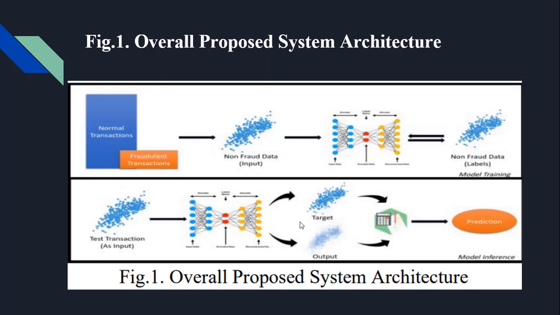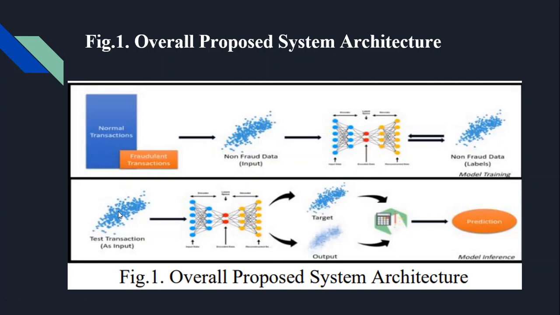So firstly, what I was doing is I'm taking the normal transactions and also the fraudulent transactions, and I'm detecting the fraud input and non-fraud data input, and then sending them to some of the algorithms. Through that I'm detecting the non-fraud data, using model training. So from that, I'm taking two data sets.